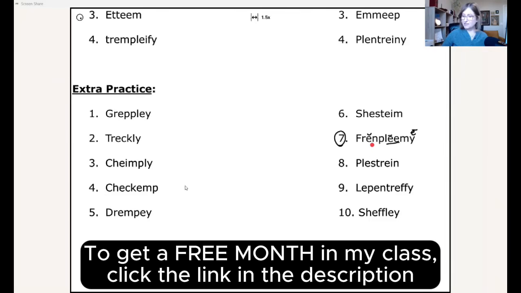All right, we know that this first E is going to say E because of the tap 2 rule. Here is our EE grapheme that says E, and here is our Y at the end of a multi-syllable word that's usually pronounced as E. So our sounds are f, r, e, n, p, l, ee, m, e, one sound at a time.